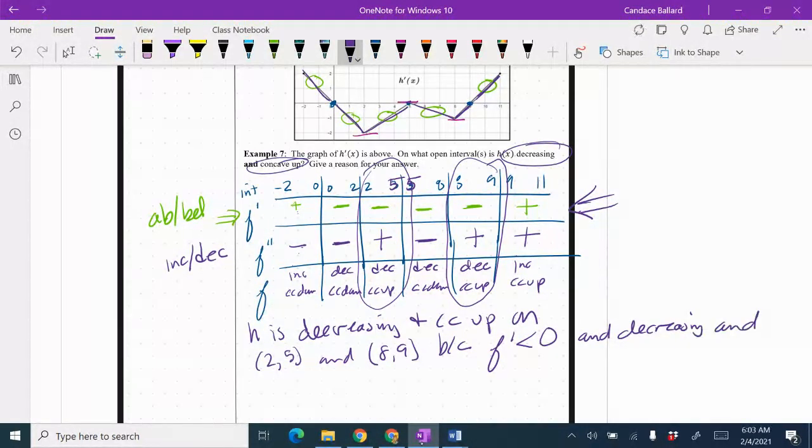And if you really want to overkill it, you could say that it's not decreasing and increasing because it's going up, right? The plus sign there means it's going up. So and increasing, and f double prime is greater than 0 on these intervals.